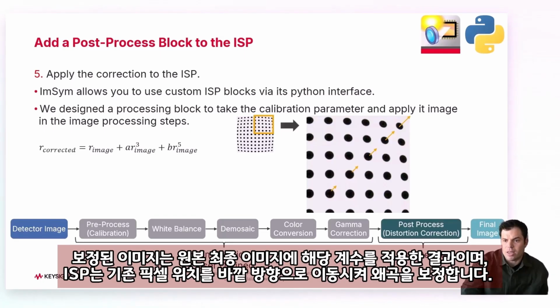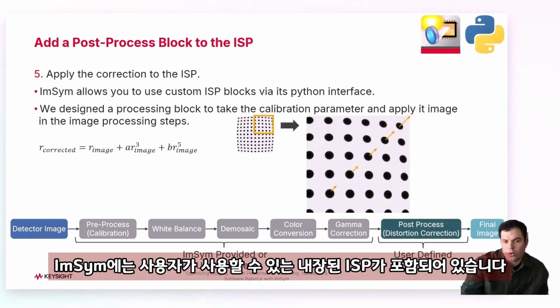And so we can see here that the corrected image is a function of the original final image using the coefficients that we calculated in the previous slide. The ISP will take the original points and shift them outward based on these factors.